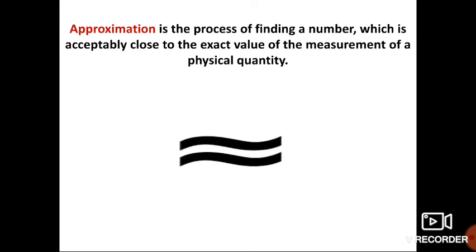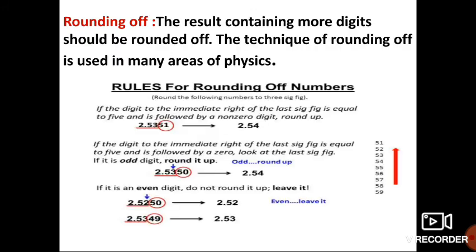Then approximation. This is the process of finding a number which is acceptably close to the exact value of the measurement of a physical quantity. That is approximately equal, approximation. Next one, rounding off. The resultant containing more digits should be rounded off. The technique of rounding off is used in many areas of physics.